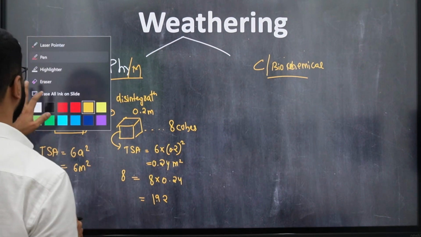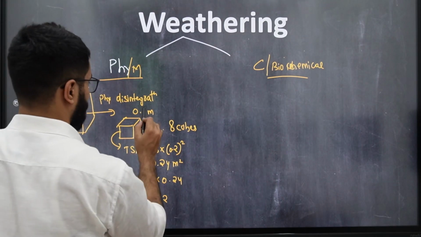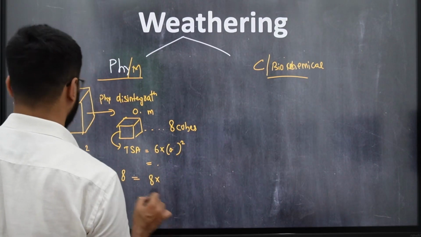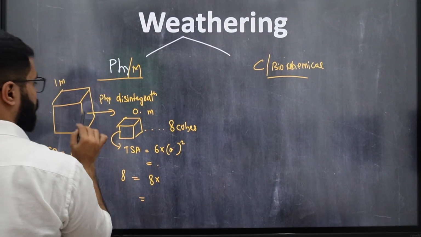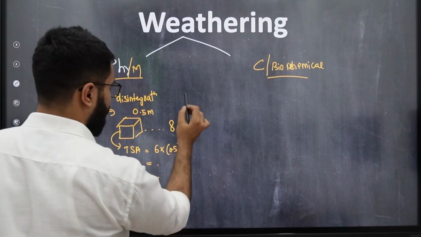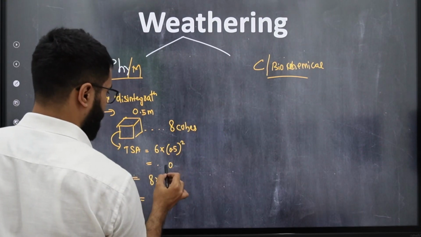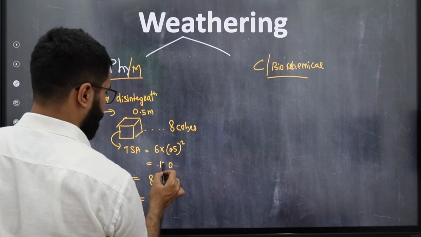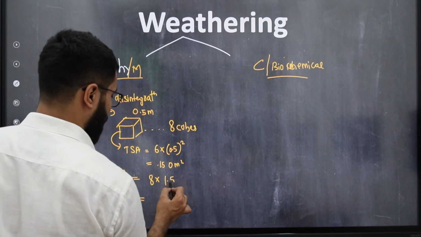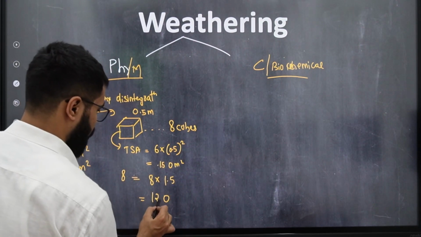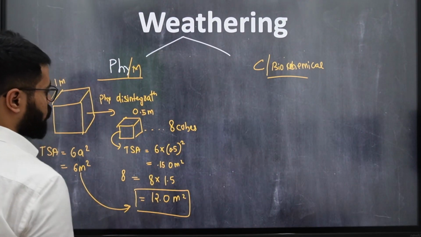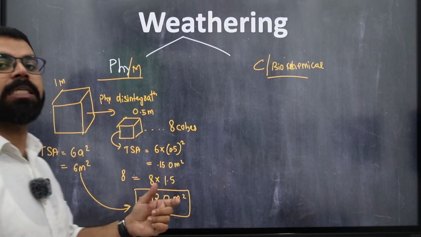Let us make it 0.5, because it is not serving the process. 0.5 meters. 5 5s are 25, 25 6s are 150, so 1.5 meter square. 8 into 1.5, 12 meter square. So the surface area is doubled. So this is what physical weathering does. It increases the surface area.